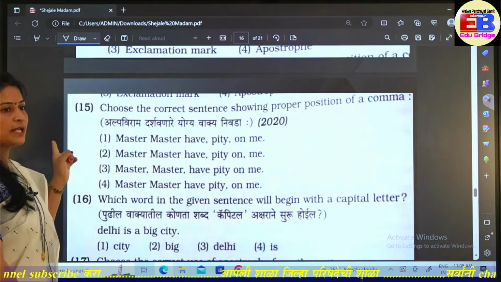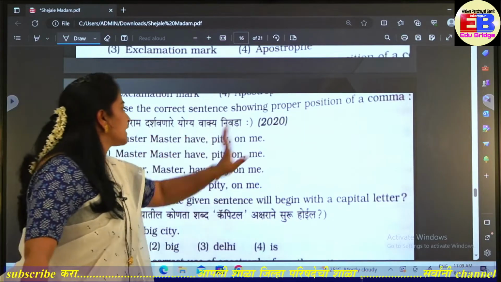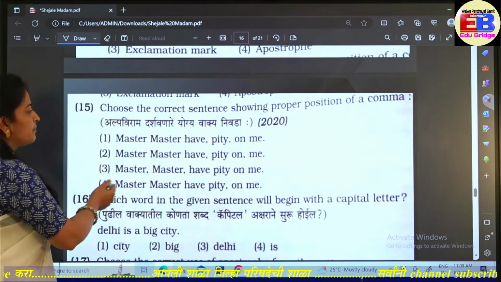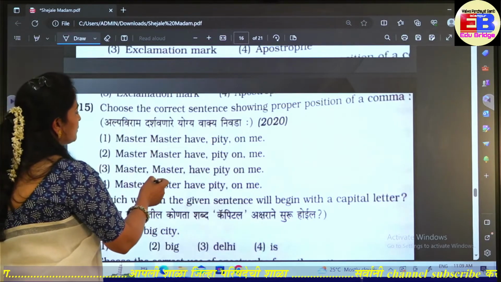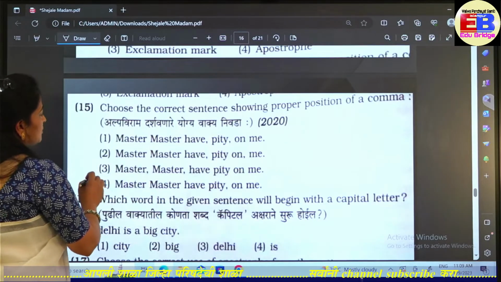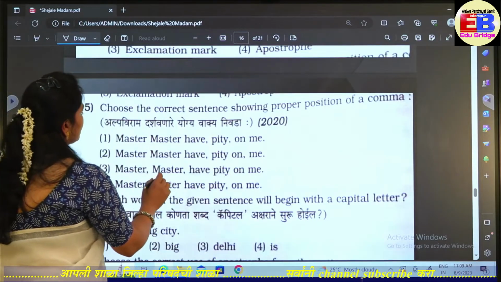Same question has been asked in 2020 examinations. So this type of questions, whenever they come, it will confuse you all, but not to confuse, we have to write properly. See this.